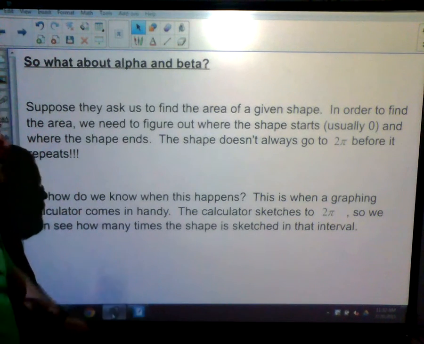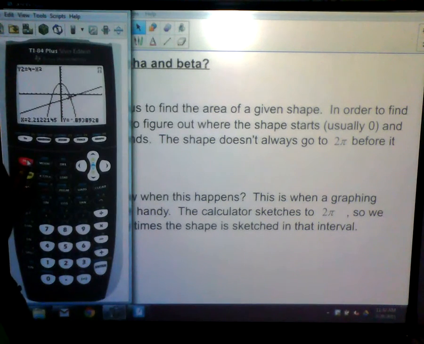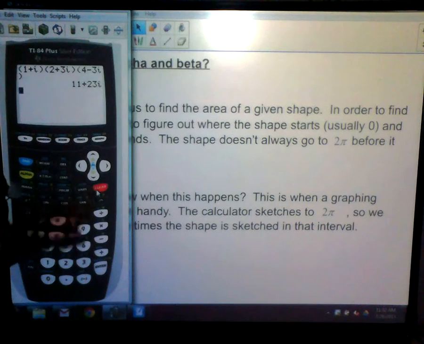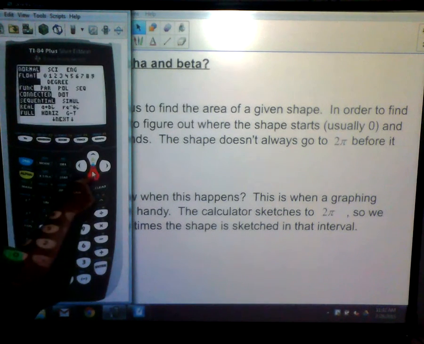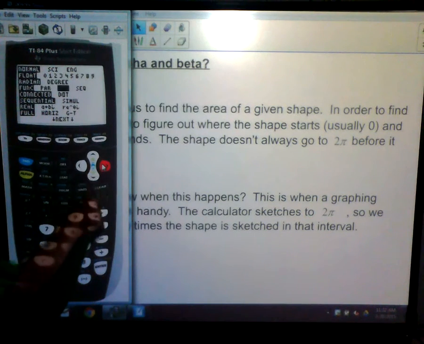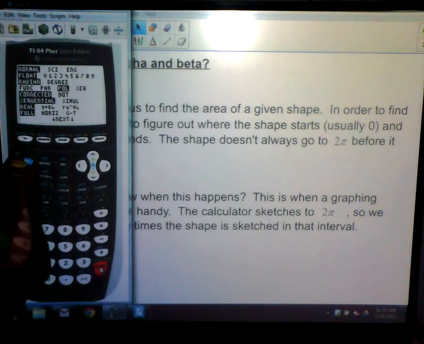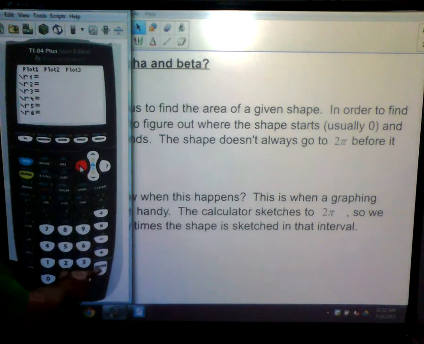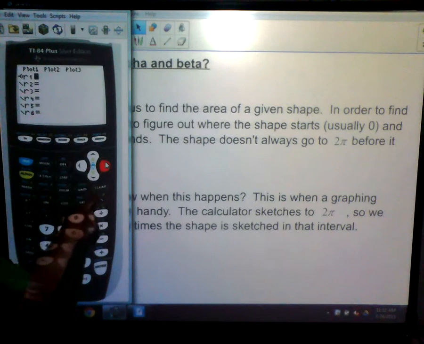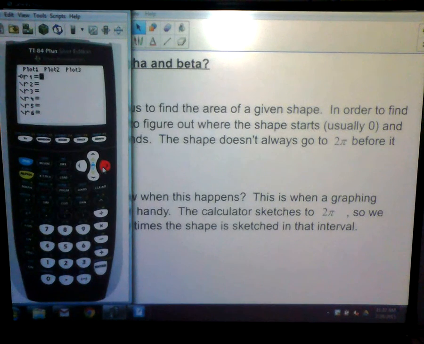So I'm going to need my calculator, and I'm going to need to switch it around a little bit. I'm going to switch the mode to polar. Now when I go to y equals, I want to change this to that, so I can see the little circle as it goes around.